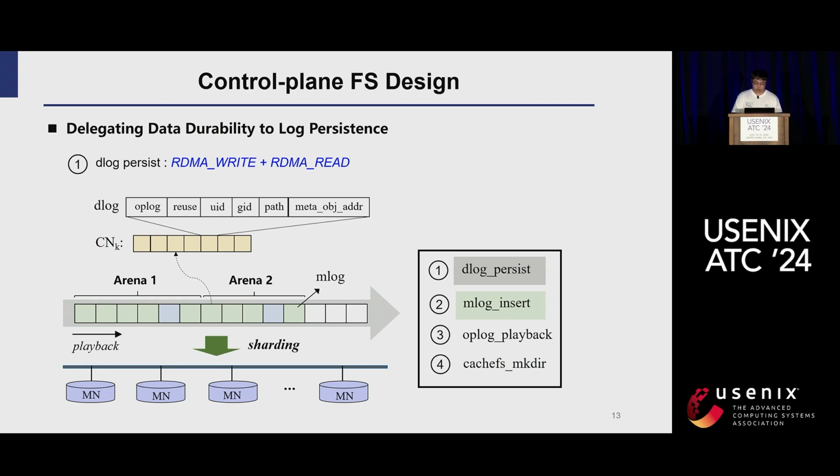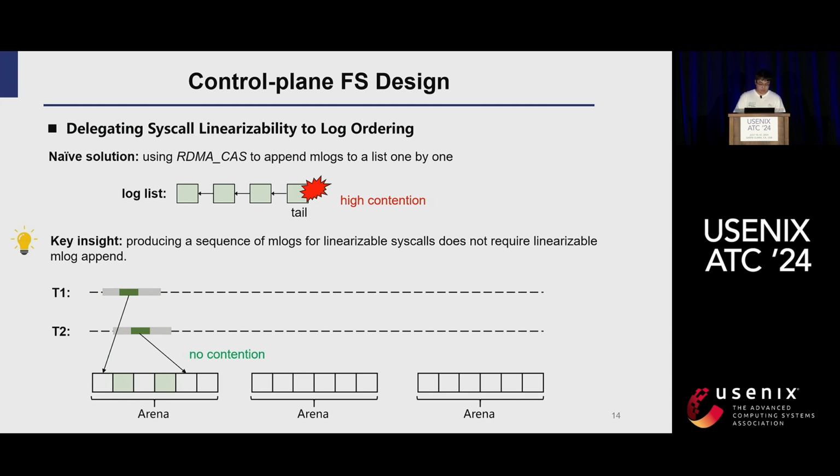We issue those two RDMA requests simultaneously. In the second step, the cache FS writes the M log in the global log order array. The M log order in the order array reflects the order of corresponding syscall executions. A naive solution is using RDMA CAS to append M logs into a list one by one. However, it causes high NIC contention.